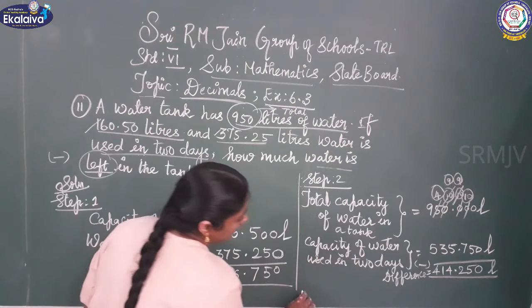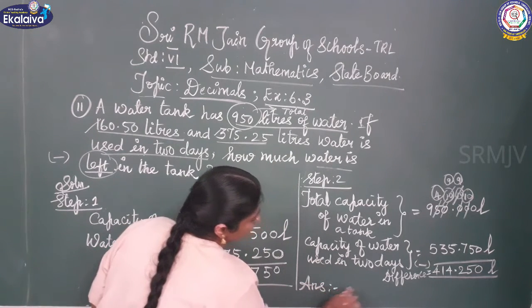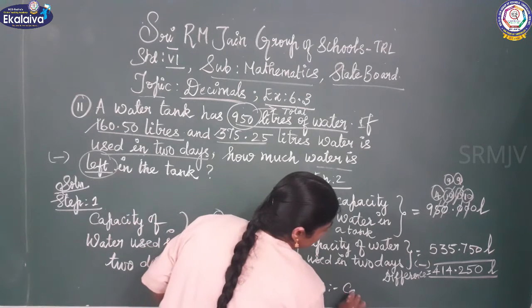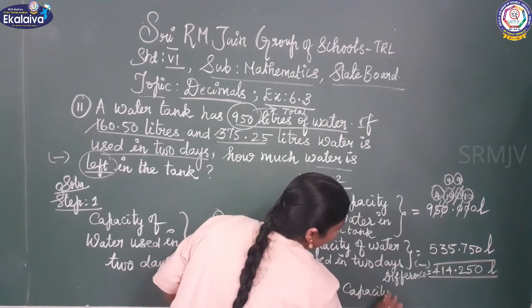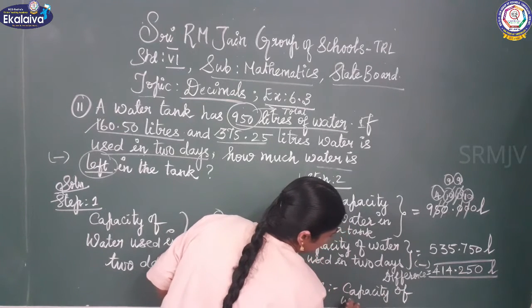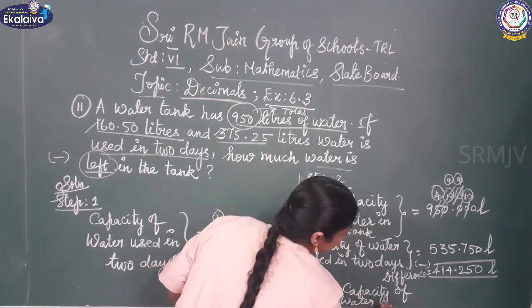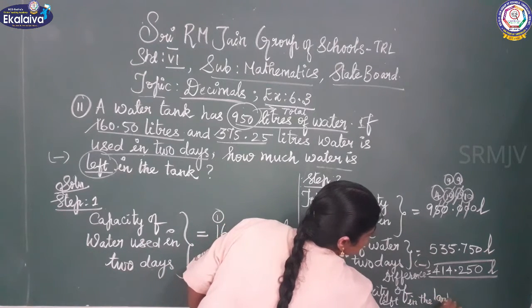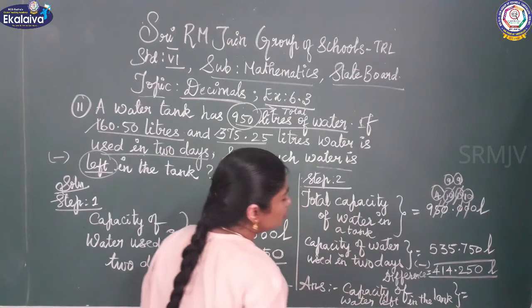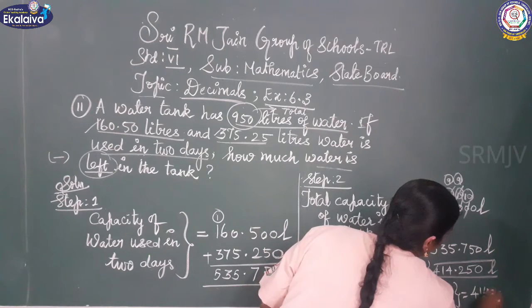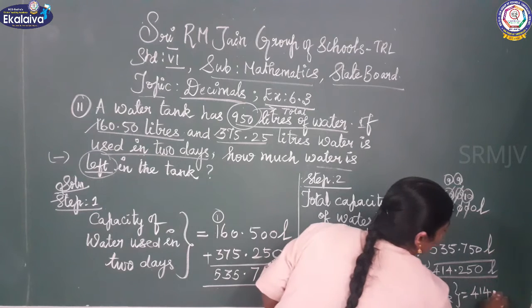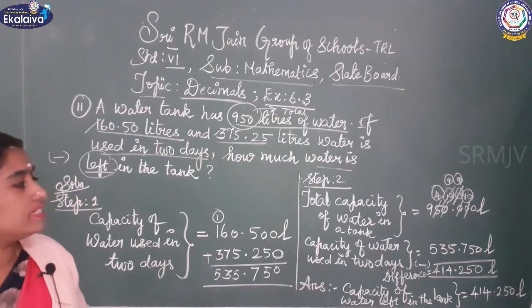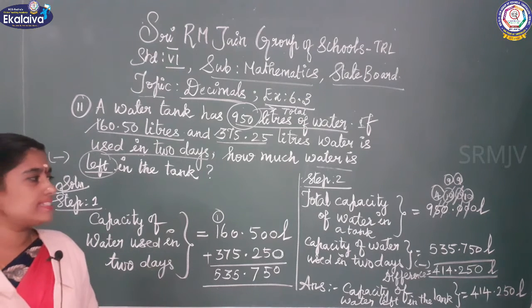Now finally I am going to write the answer. What is the answer I am going to write? Left in the tank. So capacity of water left in the tank is equal to 414.250 liters. Can you clear this, children? Shall I move on to the next sum?